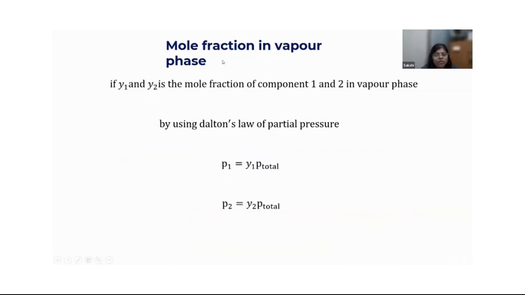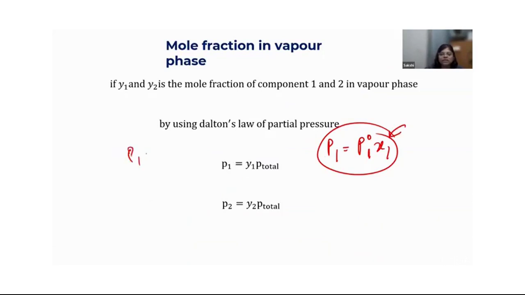So, Dalton's law also states that if y1 and y2 are the mole fractions of component 1 and 2, so I can directly say, what was our formula? It was P naught 1, okay, into X1. So if y1 and y2 are the mole fractions, instead of X1, we can use P1 is equal to y1 into P total, right? And P2 is equal to y2 into P total. So we can also use this. P total is the total pressure.